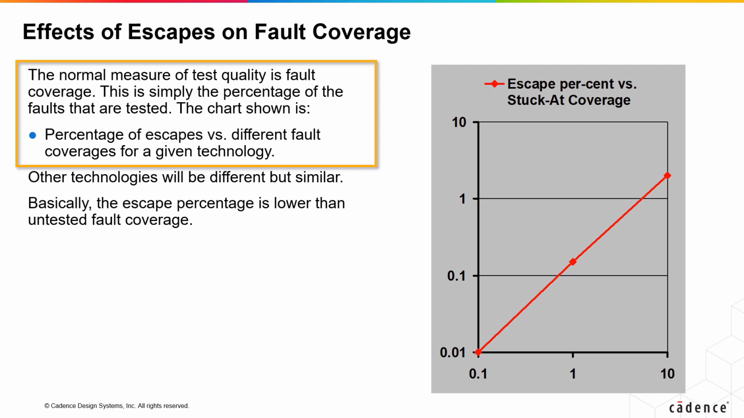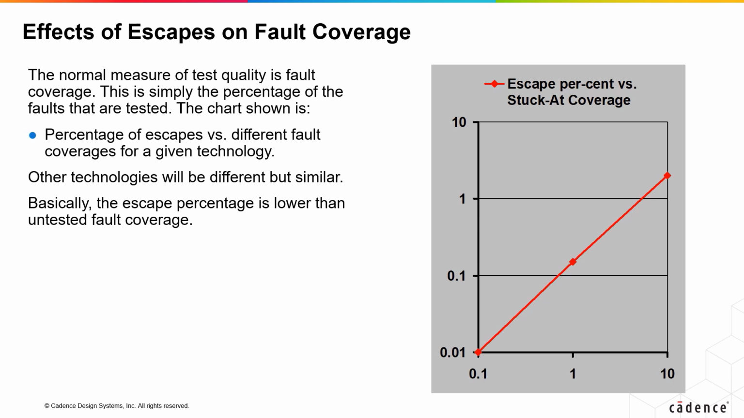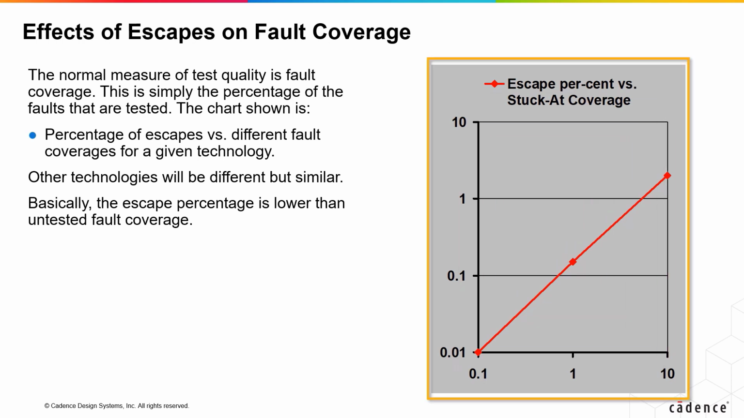Not necessarily. Many defects will cause multiple fault behaviors, and may affect multiple nets or transistors. This means that the defect may be detected even if only some of its possible incorrect behaviors or faults are observed. As a result, the percentage of escapes is typically less than the percentage of untested faults, but the exact ratio is not typically known. The chart shown, on a log-log scale, is for a particular mature bipolar technology, and illustrates the fact that the percentage of escapes is less than the untested fault coverage. For this technology, it is lower by a factor of 5 to 10.